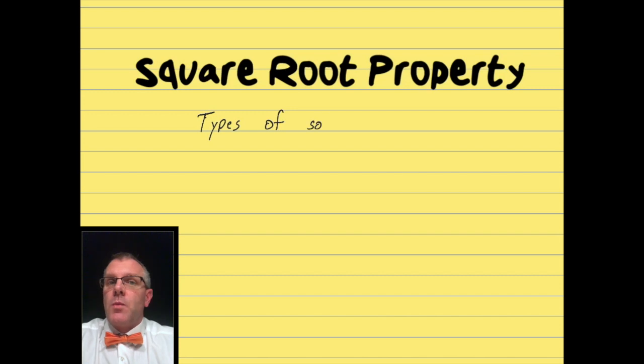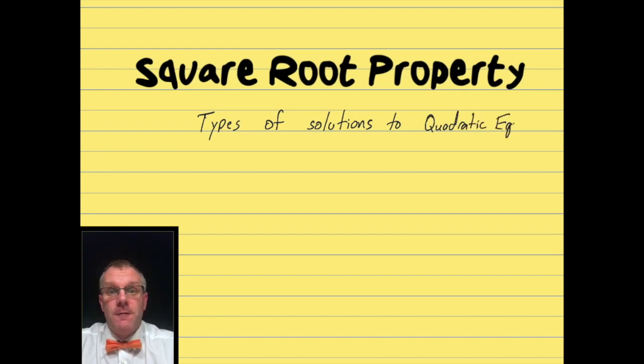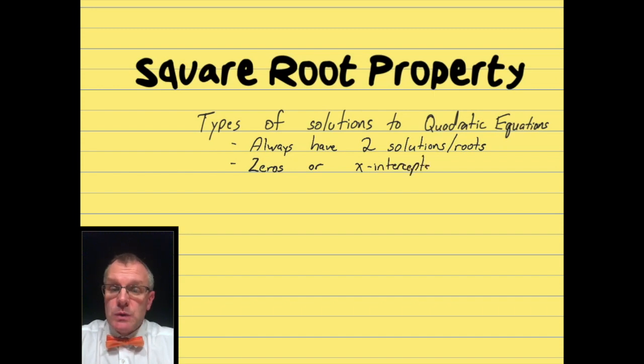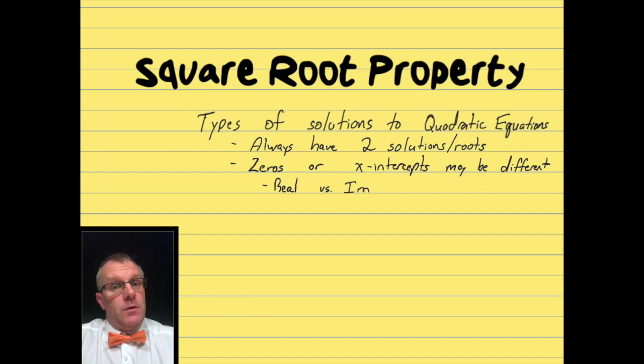So when we're looking at the square root property, we need to consider the types of solutions or roots that we're going to have for each of these quadratic functions. So first thing we need to consider is the fact that any quadratic function is always going to have two solutions or two roots. But the zeros or the x-intercepts, those may be different. So our solutions are always going to be either real or imaginary. You're either going to have two reals or two imaginaries. You can't have one of each in this case.